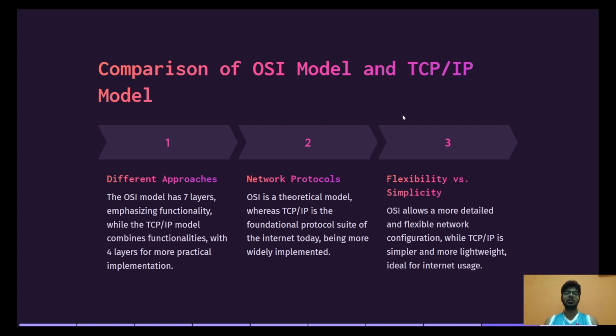Comparison of the OSI model with the TCP/IP model. Different approach: the OSI model has seven layers emphasizing functionality, while the TCP/IP model combines functionalities into four layers for more practical implementation. Network protocols: OSI is a theoretical model, whereas TCP/IP is the foundational protocol suite of the Internet today, being more widely implemented. Flexibility versus simplicity: the OSI model allows a more detailed and flexible network configuration, while TCP/IP is simpler and more lightweight, ideal for internet usage.